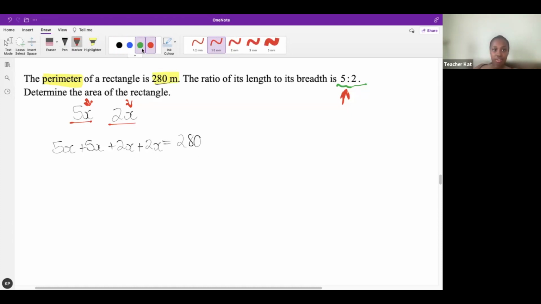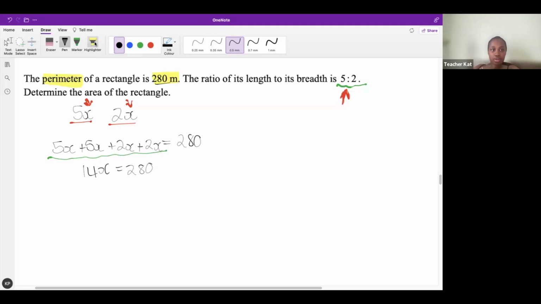Now I have a bunch of x here. What can we do with this left-hand side? Add them, because they are like terms. So what's 5x plus 5x plus 2x plus 2x? How much is that? 14x. Thank you. So then 14x equals 280.